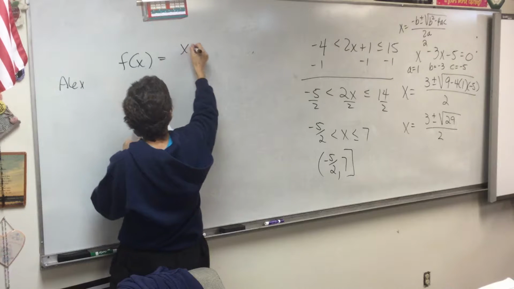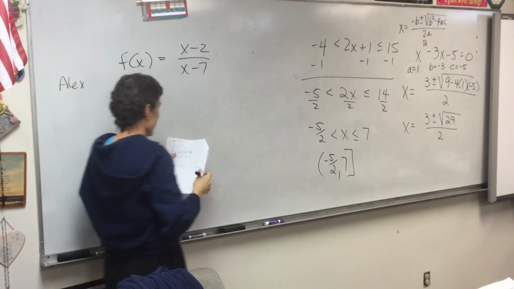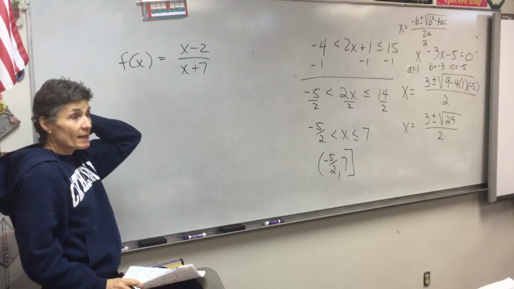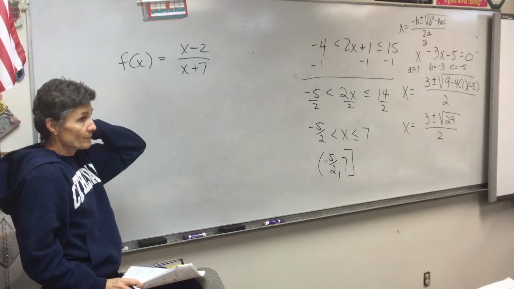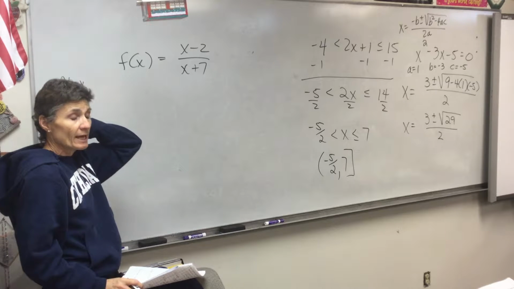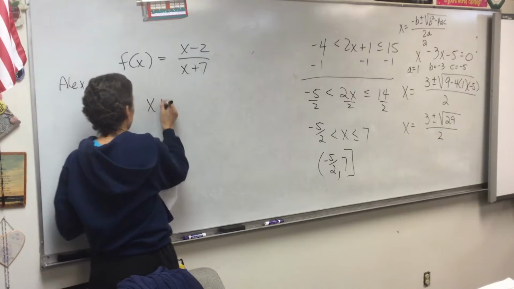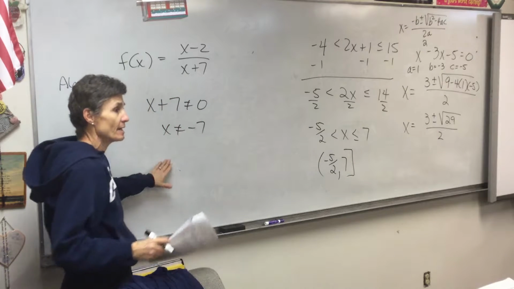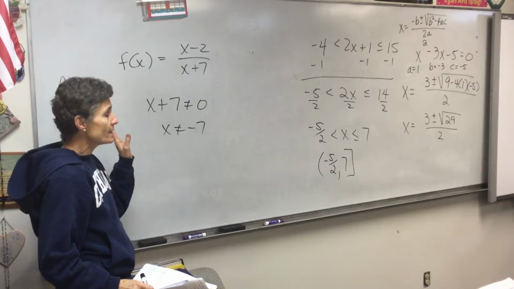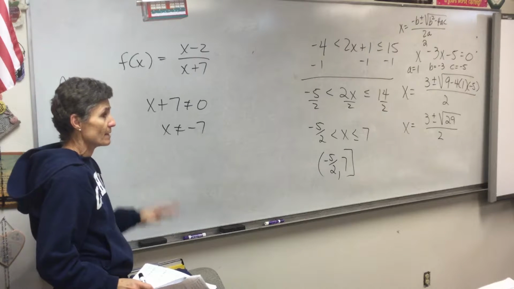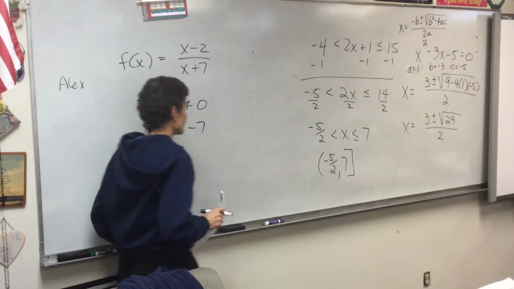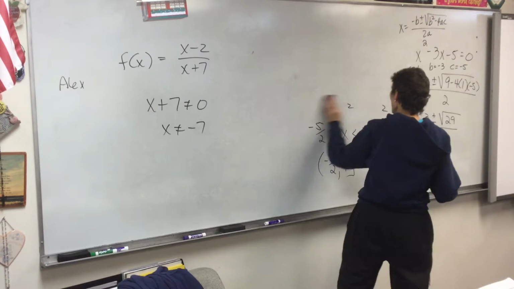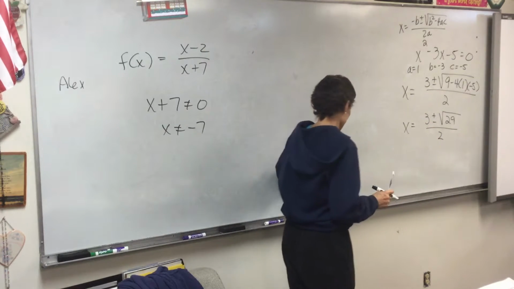Domain. What do we need to remember about domain? The denominator can never equal 0. The denominator can never equal 0. So x plus 7 cannot be 0, which means x cannot be negative 7. So every number is okay except negative 7. Negative 7 will not be allowed as an x value, a domain value, in this problem.